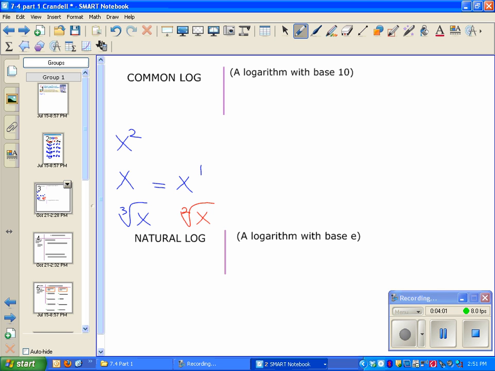So the common log is a base with 10. So you're going to see log of x, and then there's no base. So we don't write it, but it's log base 10 of x. So you don't normally see it, but that's what they're talking about. So if your log is missing a base, it's going to be base 10.